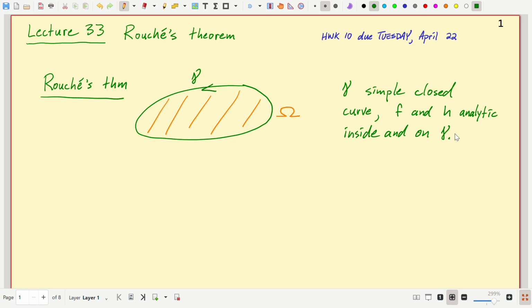It's about comparing the zeros of two functions. When you use this thing, one of the functions you know how many zeros it has, and it's the other function you want to determine how many zeros it has. And here's the statement. You've got these two functions which are analytic inside and on that simple closed curve. And suppose on the curve, one of them is strictly less in modulus than the other. So on gamma.